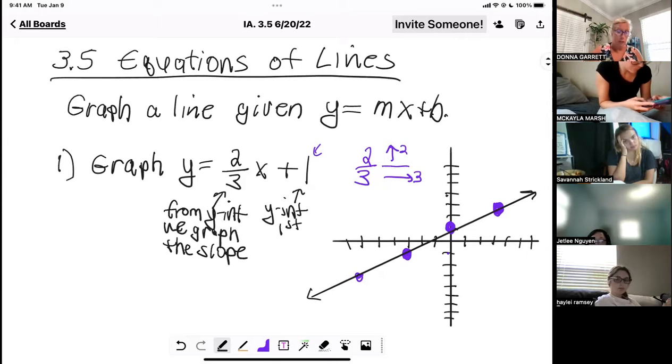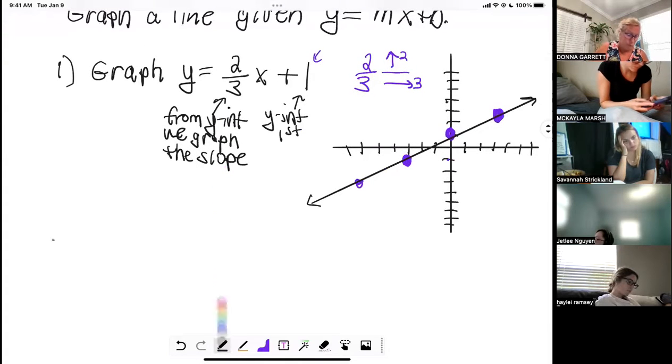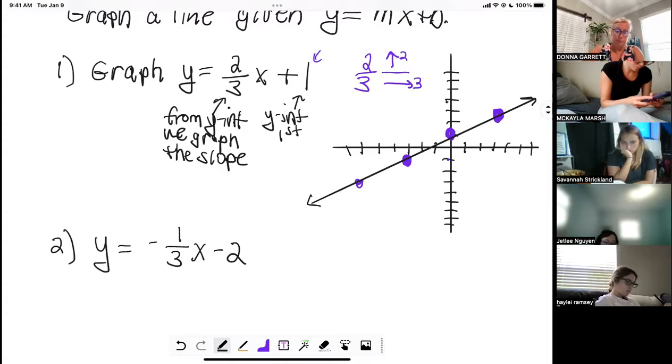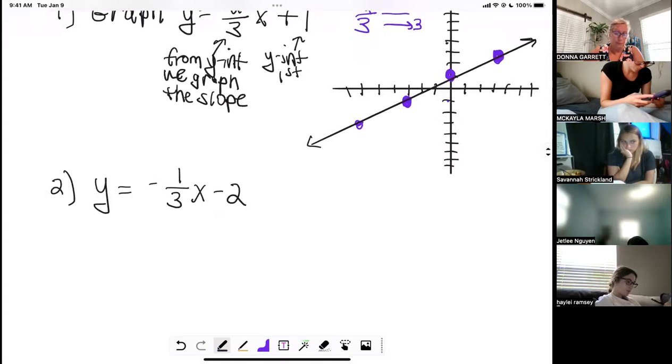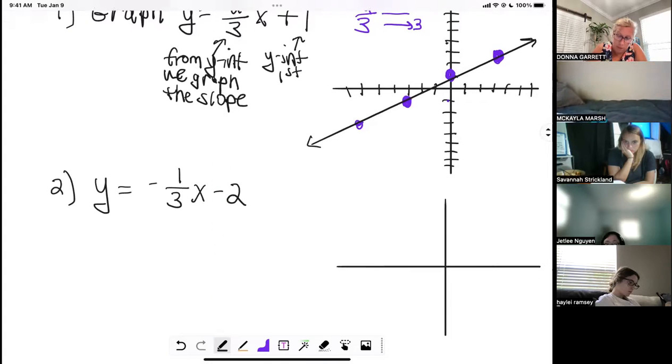Let me do another problem for you too. Number 2: y equals negative 1/3 x minus 2. Again, I'm going to draw a coordinate grid, XY plane, and I'm going to do some tick marks.